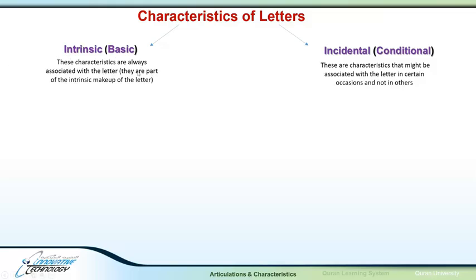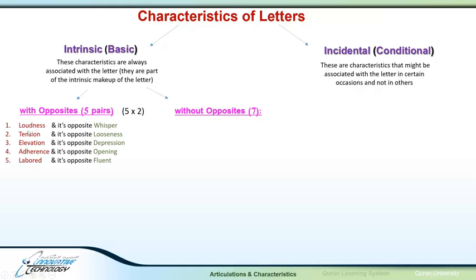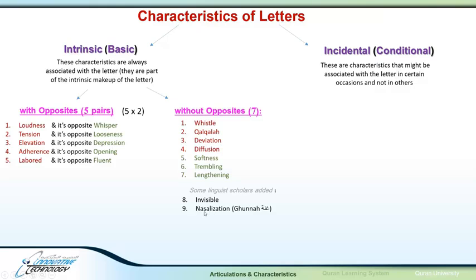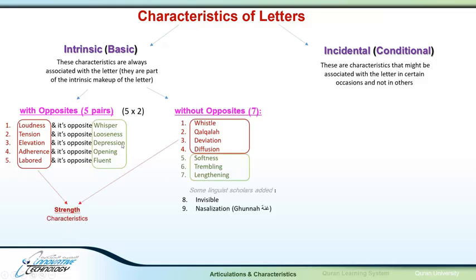Now, the basic intrinsic characteristics can be further divided into those characteristics with opposites, and those are 5 pairs, 5 by 2, a total of 10. And the other group are those characteristics without opposites, and they are 7. Now, the 10 characteristics are those, and we will discuss them in detail in a few minutes. And the other 7 are these, and some scholars added another 2 to make the total of 9. Now, some of these characteristics are considered strength characteristics, given the color red here, while the other group, given the color green, are considered weakness characteristics.